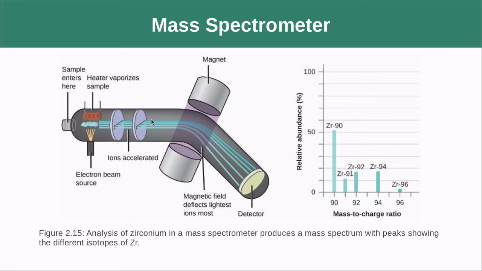So if this has a pretty high mass, then it's not going to deflect very much, and it's going to strike right around here. If it has a low mass, then it's going to be deflected quite a bit, and it's going to strike more down here. And we can figure out the isotopic abundance if we put in a pure element in here.